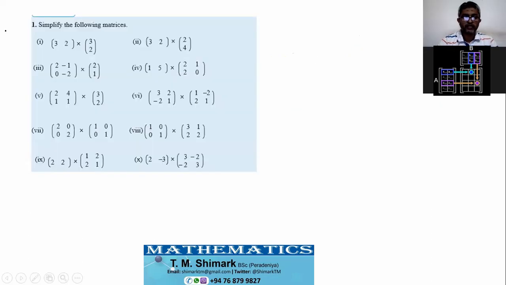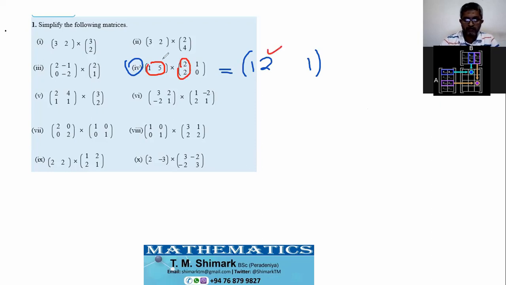We have some more examples here. Can we try this question number 4? What's the answer? Is it a column matrix or row matrix? It's a row matrix. So 12, 1. These two together and these two together. That means 2 plus 10 is 12. And then I have the other one, 1 plus 0, right? So 12 and 1, good.